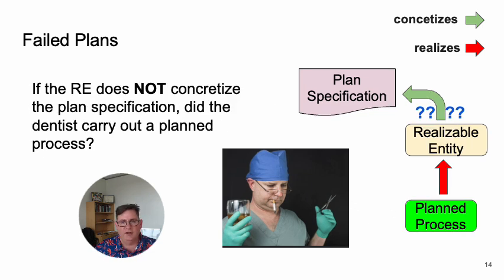On the other hand, if we hold that the plan specification is not concretized, then what is the relationship between the plan specification and the actions that the agent performs? It makes sense to me, at least, to say that a drunk dentist executes a plan specification even though the dentist's intention is flawed. Under the RC account, this doesn't make sense.